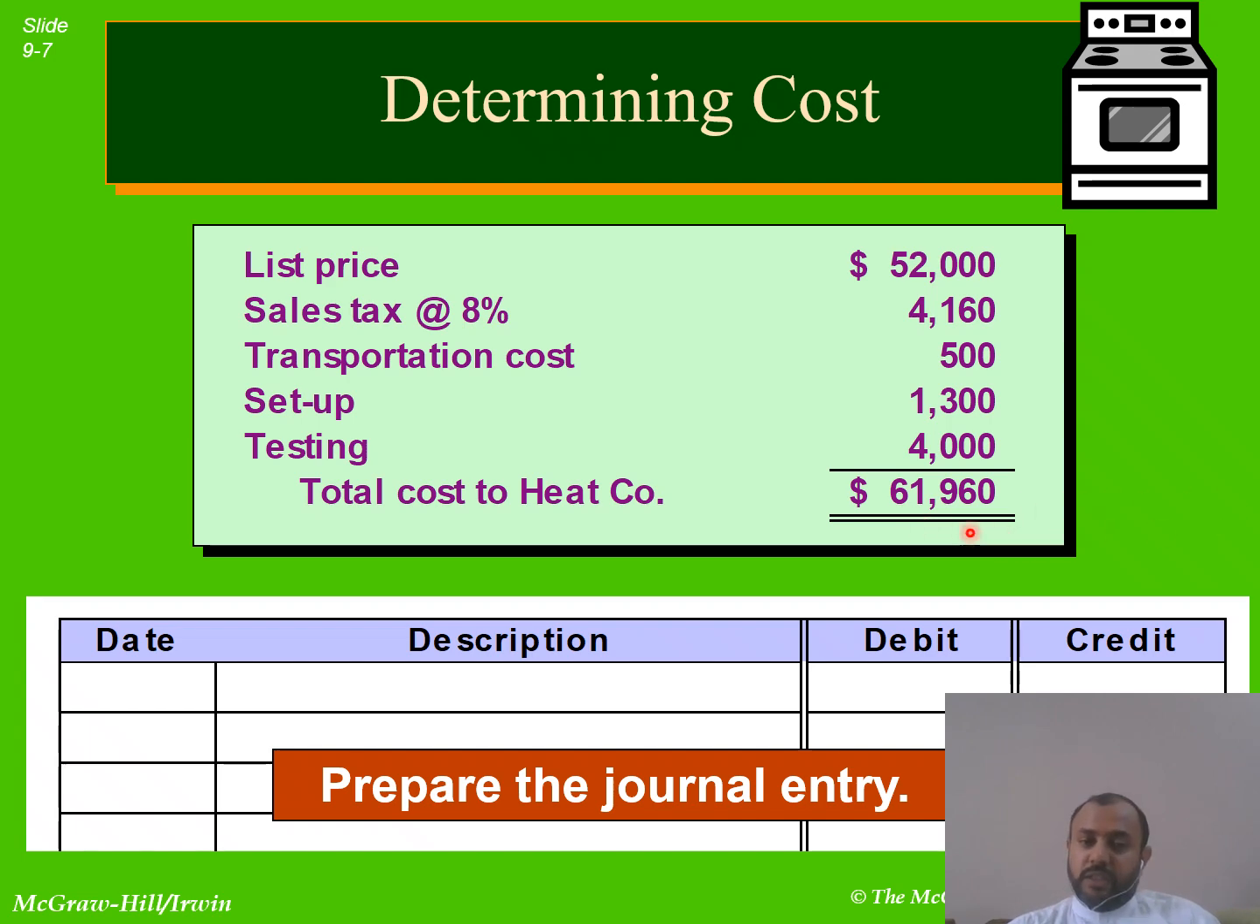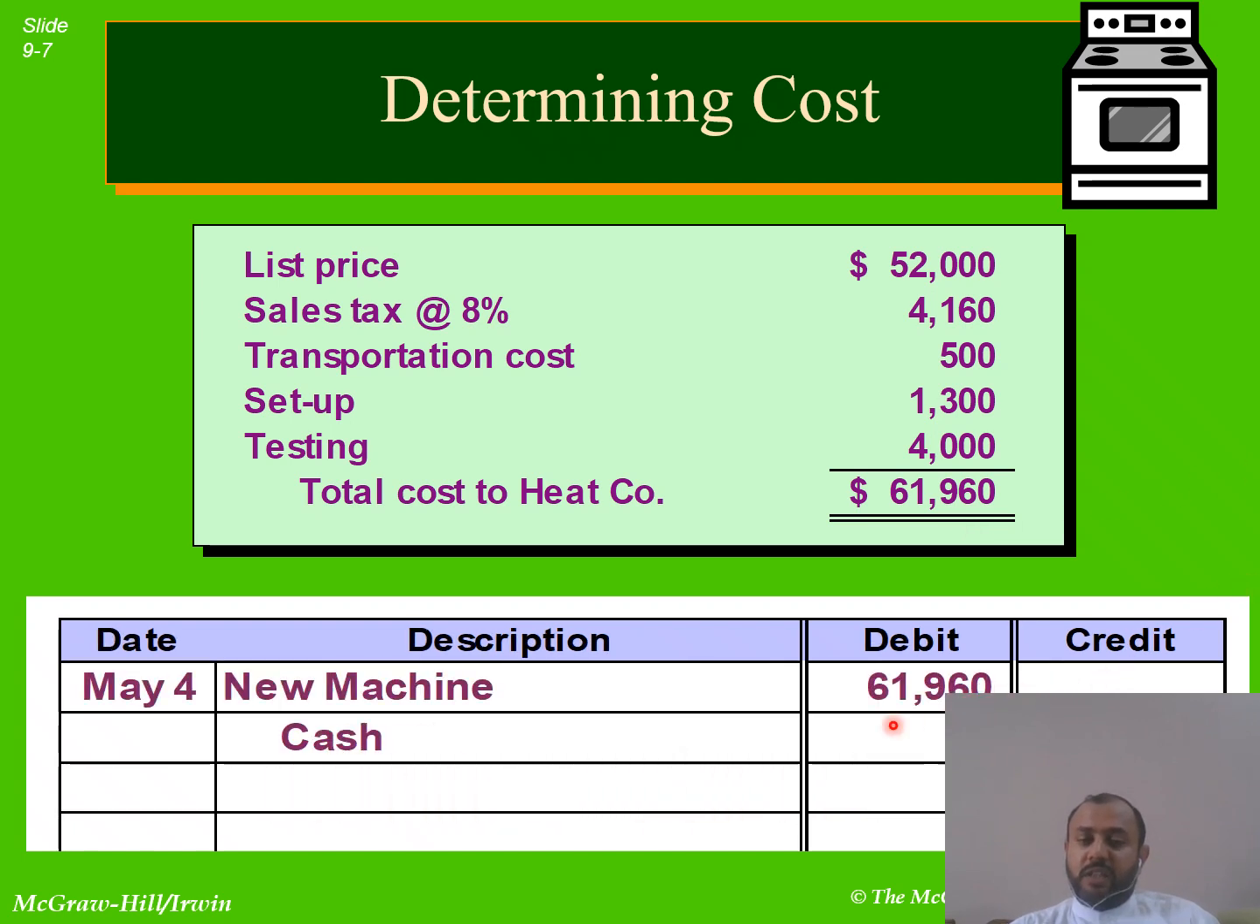61,960. We will debit the machine with 61,960. The date, the new machine debit 61,960, and this transaction is on cash. जो कैश क्रेडिट होगा, we will credit the cash by $61,960. So this is the journal entry to record the acquisition of this new machine.